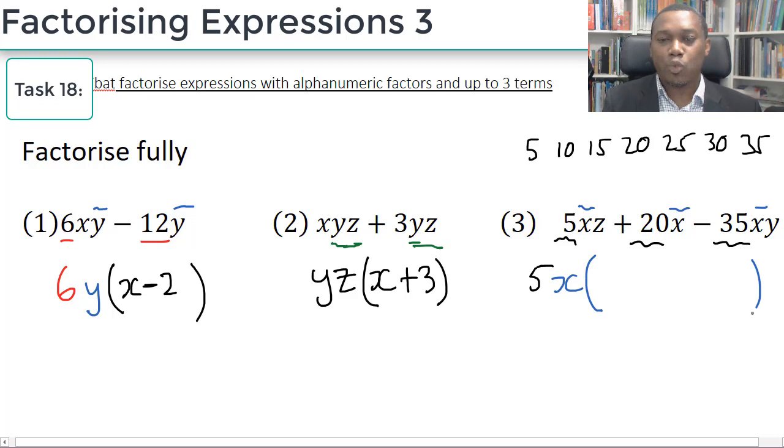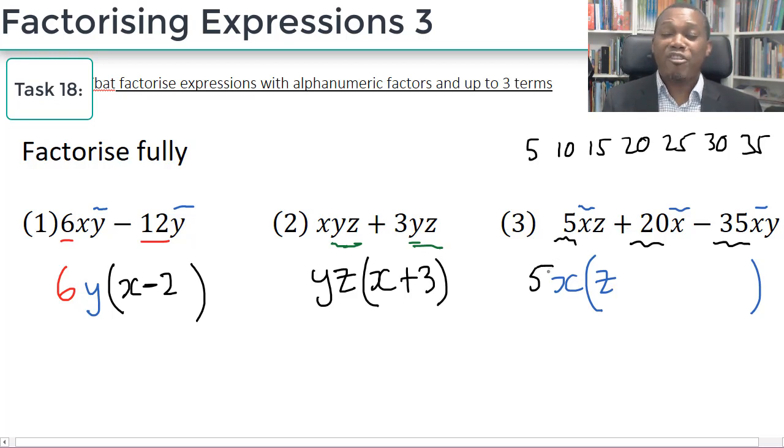And we put in the brackets. I already have 5x. I want 5xz, so I put a z. Z or zed, I use it interchangeably. I'll do it one more time. Let us finish the question.